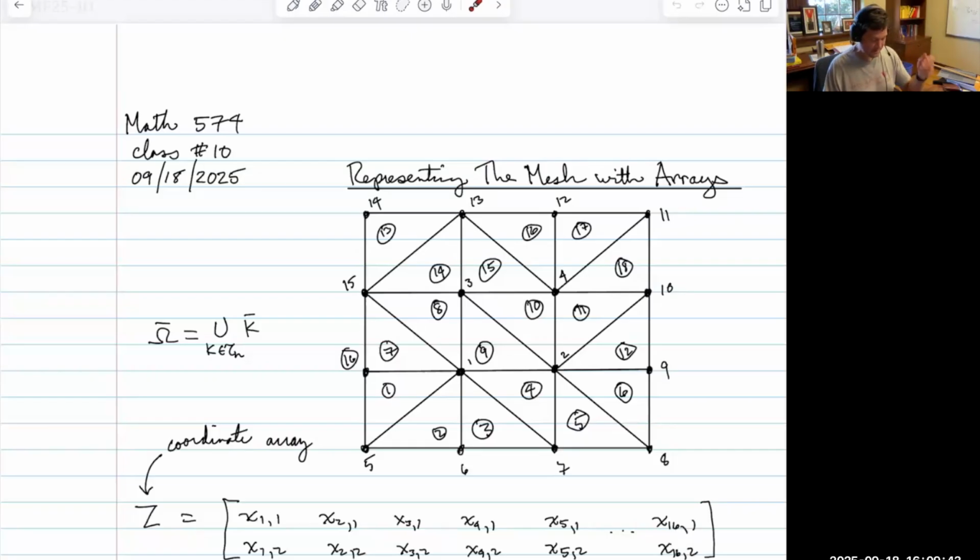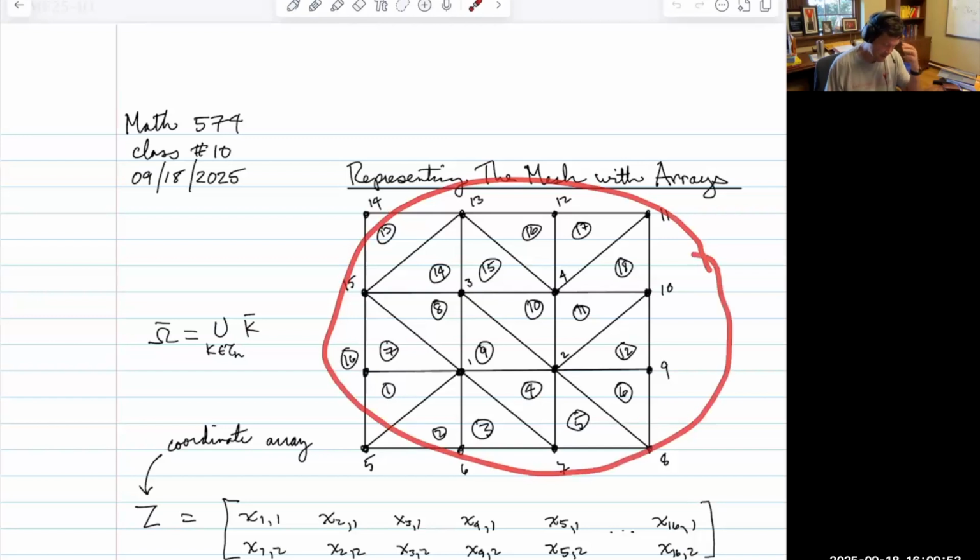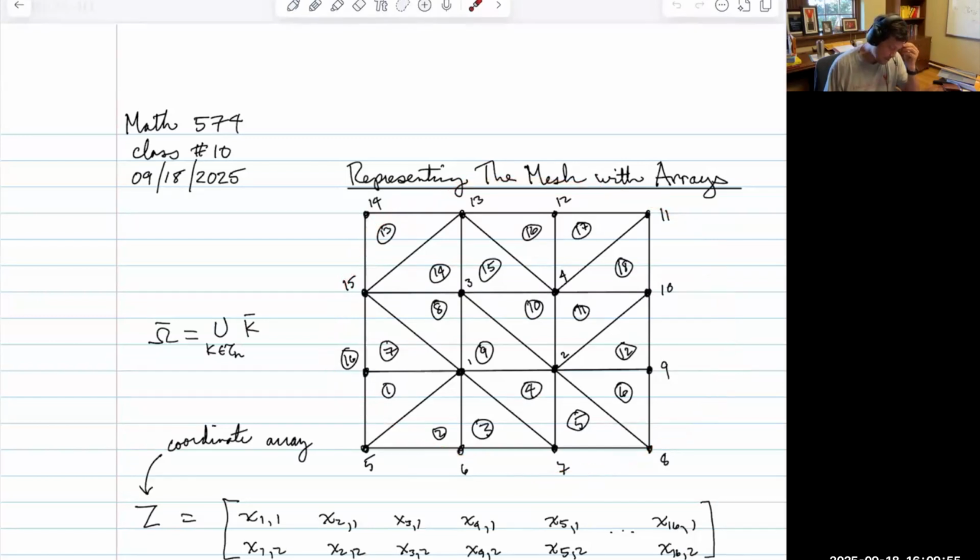So let's take as a starting point the place where we ended last time, where we had a 2D mesh which looks something like this. How many triangles are in this mesh? Well, there's 9 squares, each cut into two, so it's pretty easy to see that there are 18 total triangles.